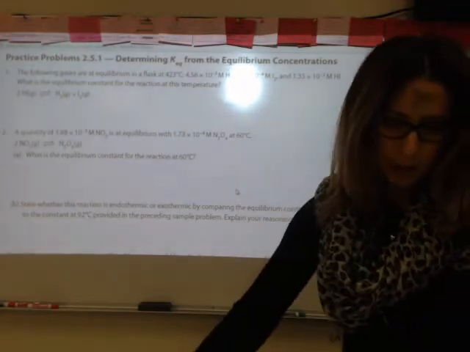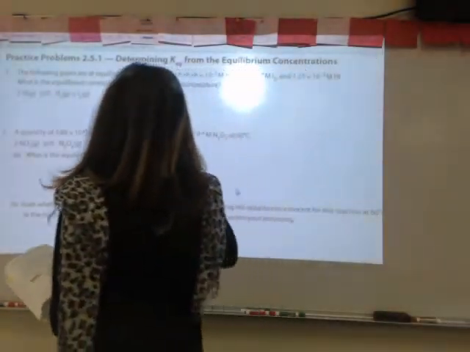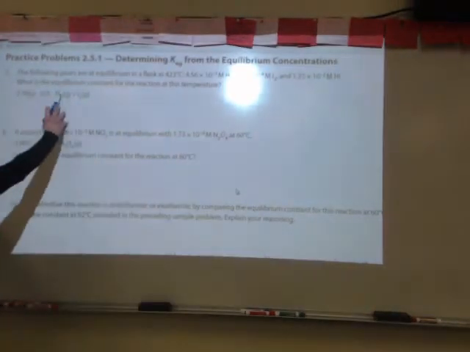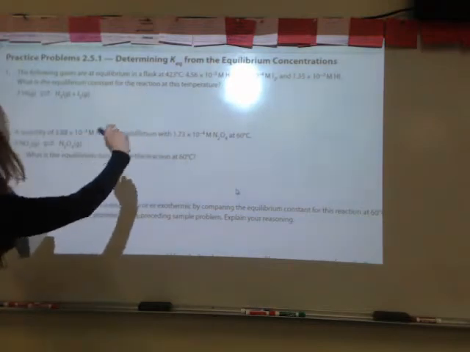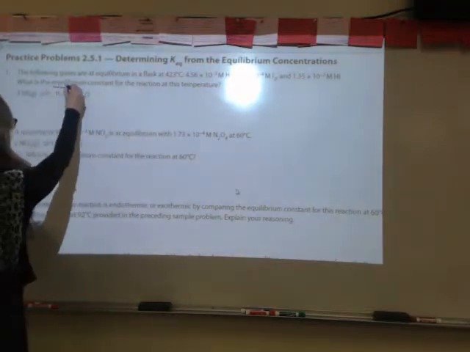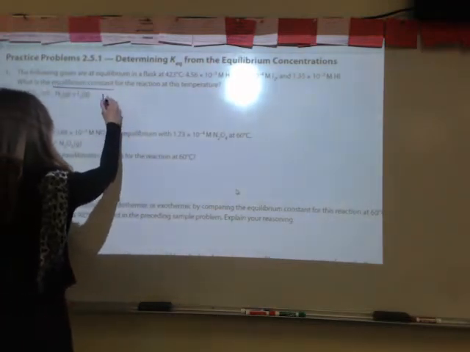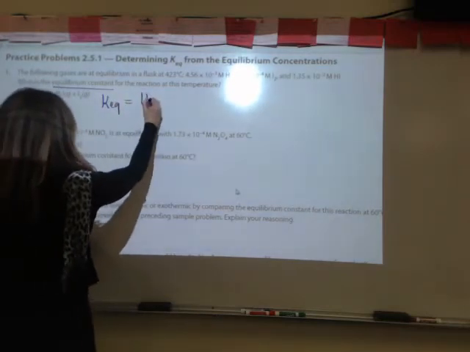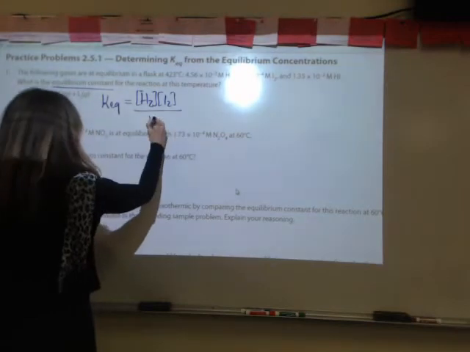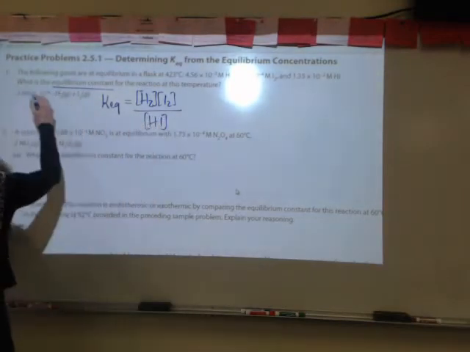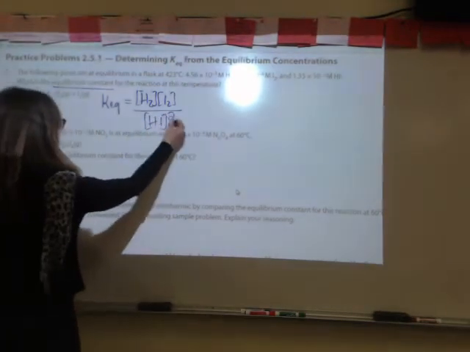number 1 says that you have these gases at equilibrium at 423 degrees Celsius. They give you the concentrations. What's the equilibrium constant for the reaction at this temperature? So Keq is going to be equal to the hydrogen concentration times the iodine concentration divided by hydrogen iodide raised to the second power because that's its coefficient.